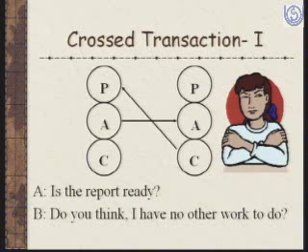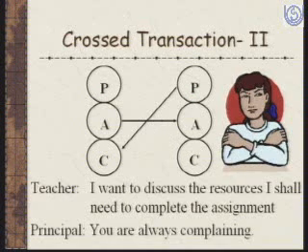How do you recognize that? Because A is seeking information. And where did B receive it? B didn't receive it at adult ego state. B hooked it at child ego state, the rebellious child ego state. So there B replies, do you think I have no other work to do? Therefore it is a cross transaction. Let's see the next one.